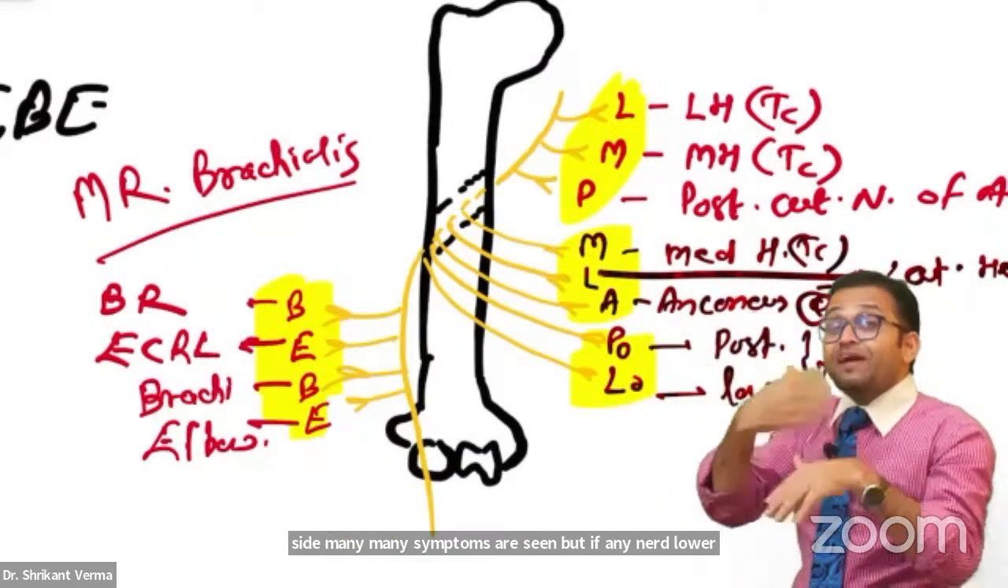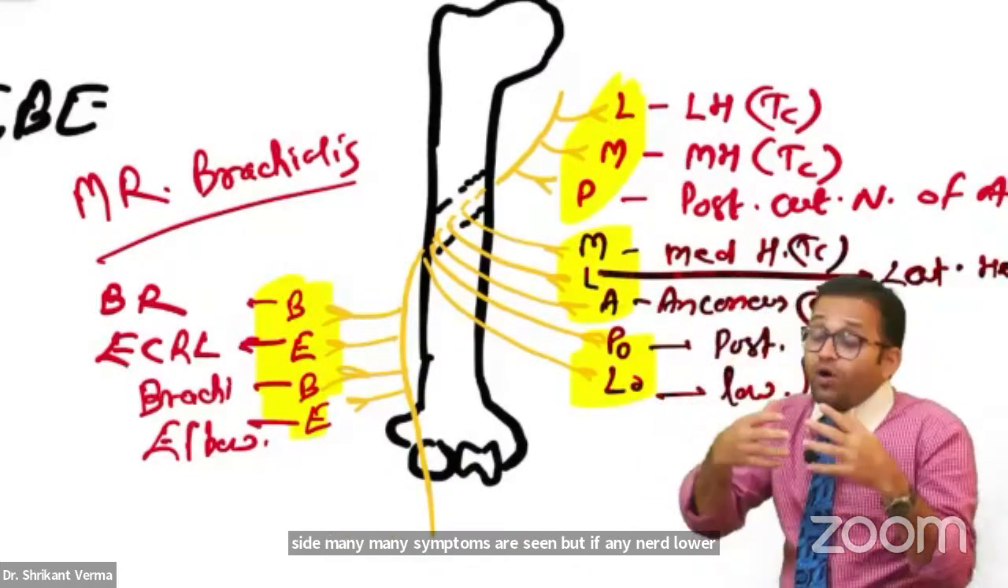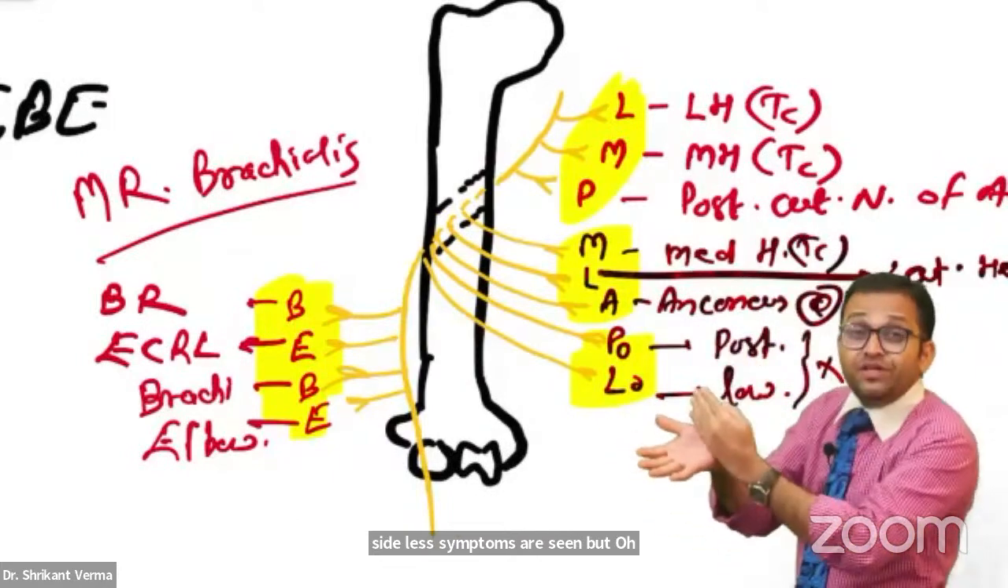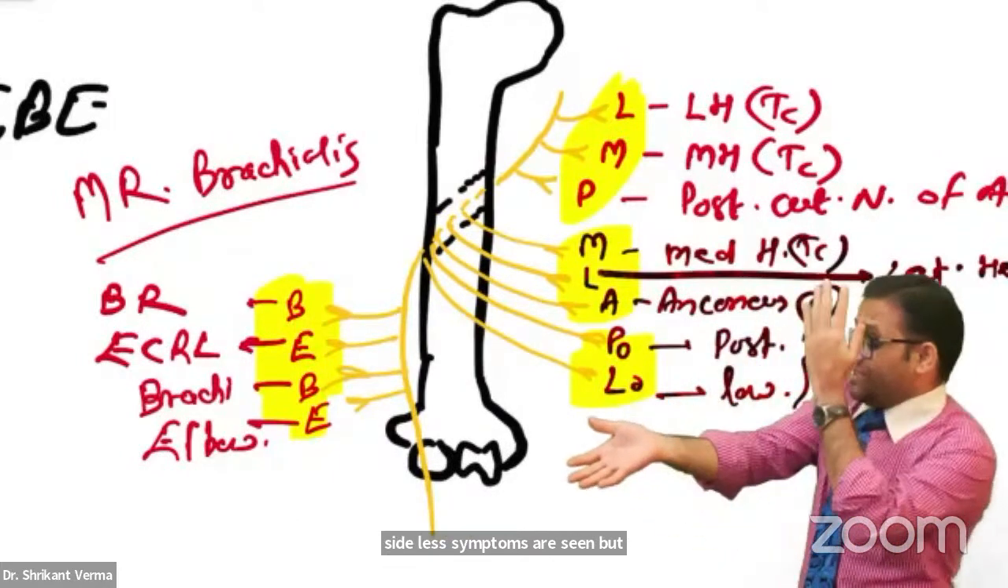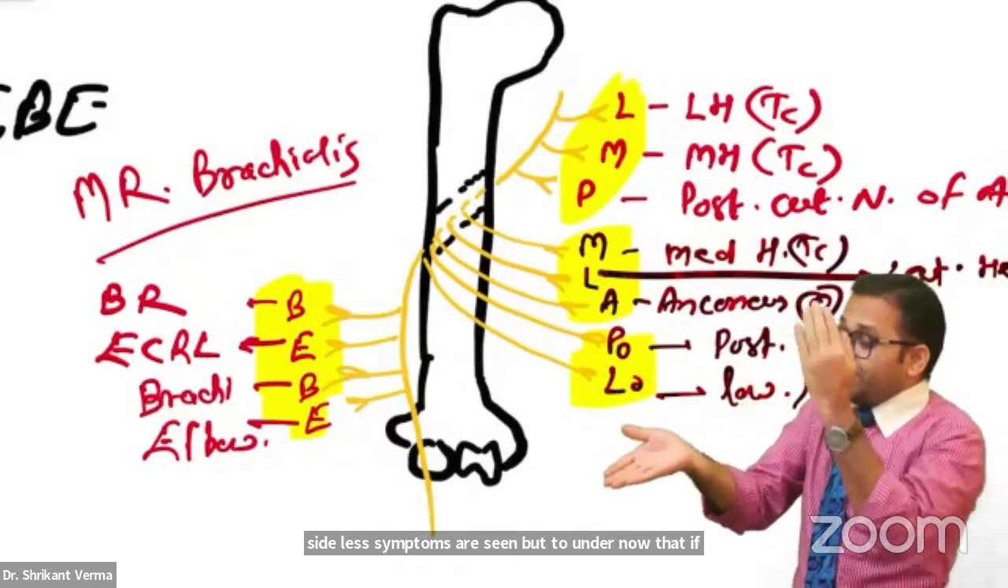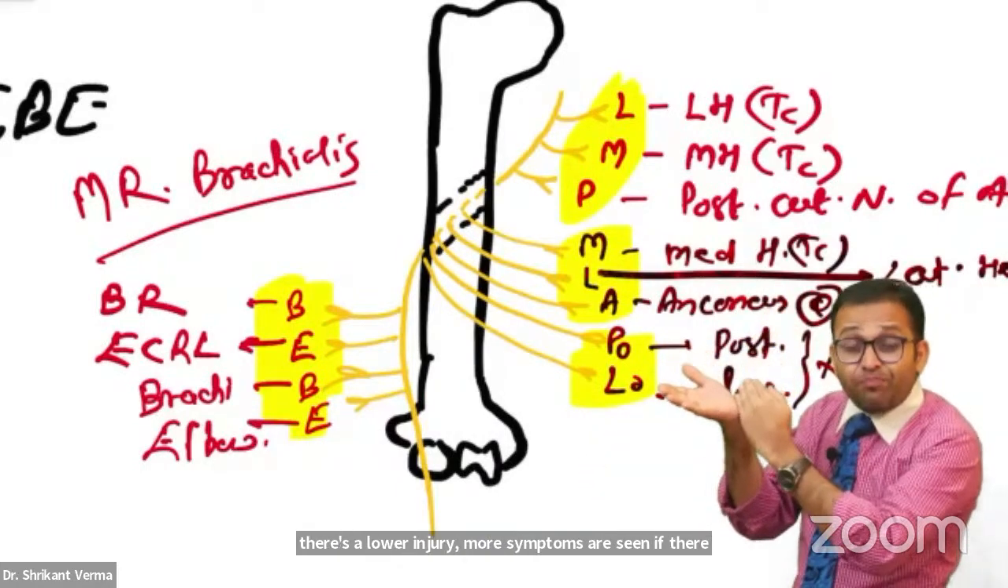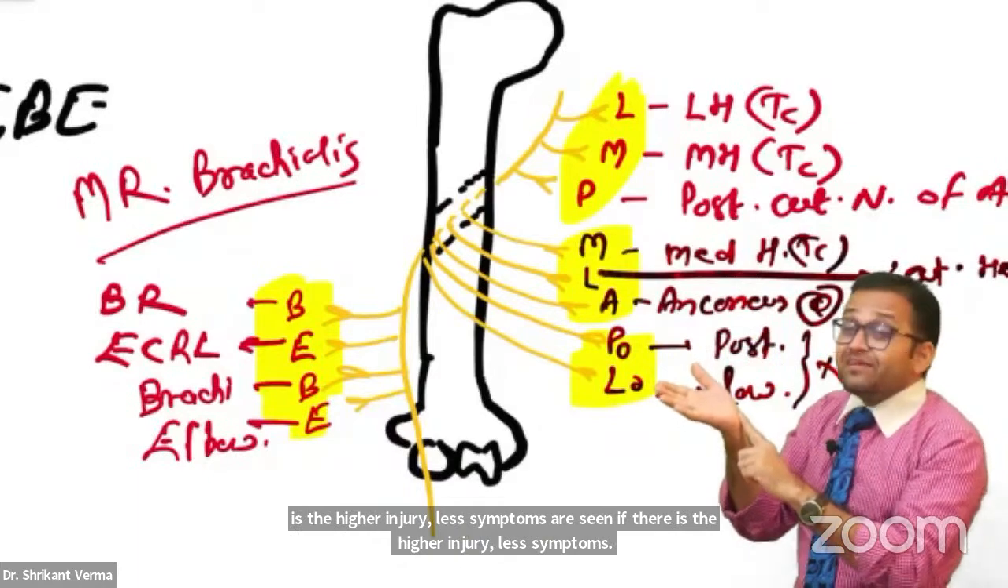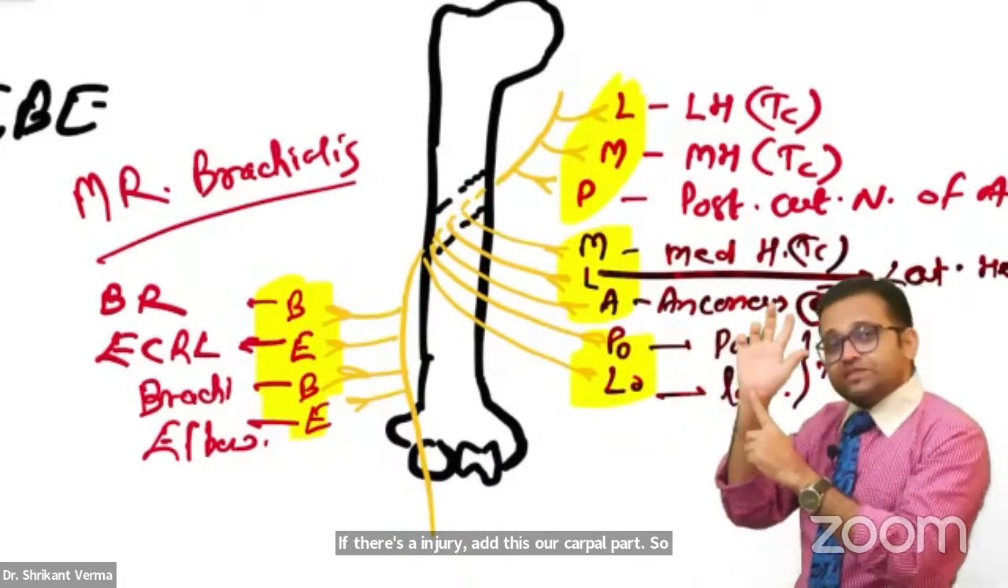But what does ulnar paradox mean? Opposite. So in the case of the ulnar nerve, it is the opposite. If there is a lower injury, more symptoms are seen. If there is a higher injury, fewer symptoms. Why? If there is an injury at the carpal part, at this time there is claw hand.